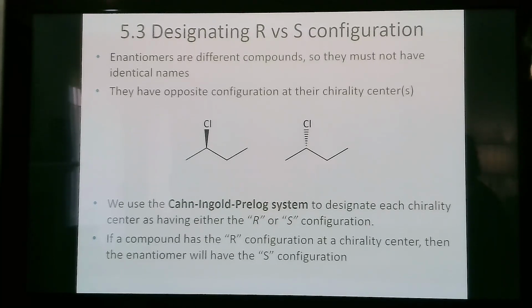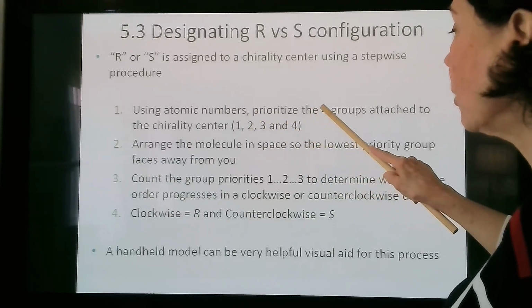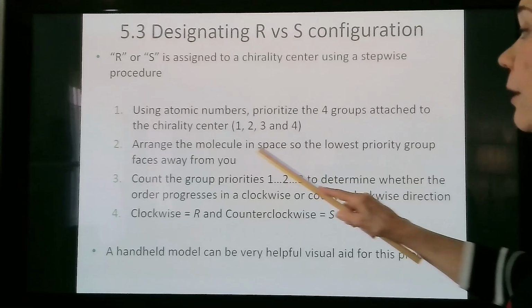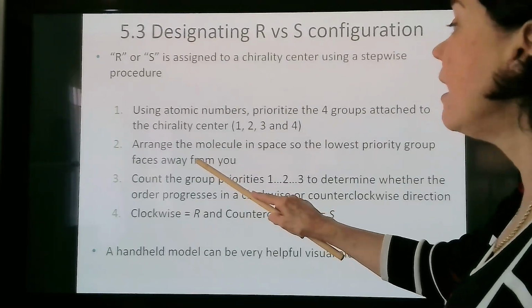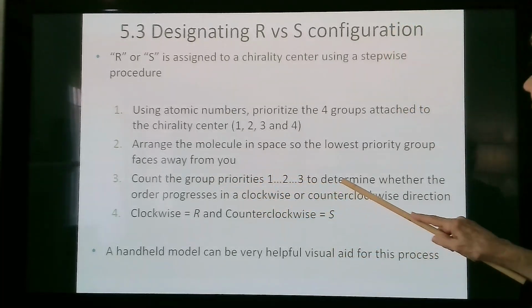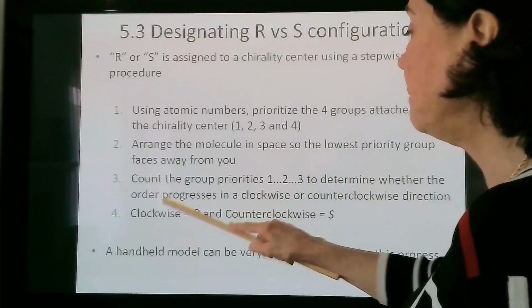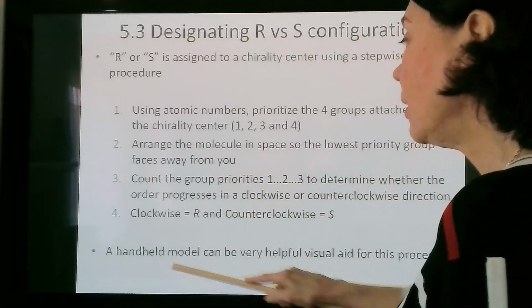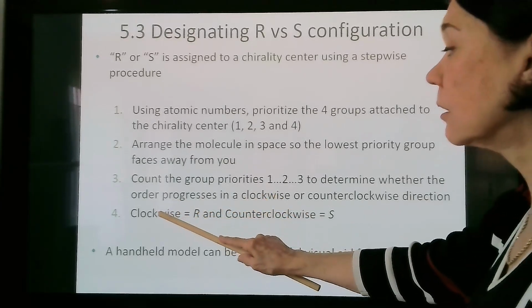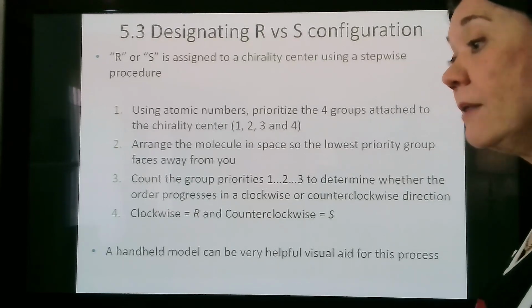So we just went over this. You use the atomic numbers and prioritize the 4 groups. You arrange the molecule in space so that the lowest priority group, that's hydrogen in this case, faces away from you, which it was. You count the group priorities. We had chloro at the top, then ethyl, then methyl. We saw that going from one to the other took us in a clockwise direction. Clockwise equals R. Okay, so that's the way that this is named.